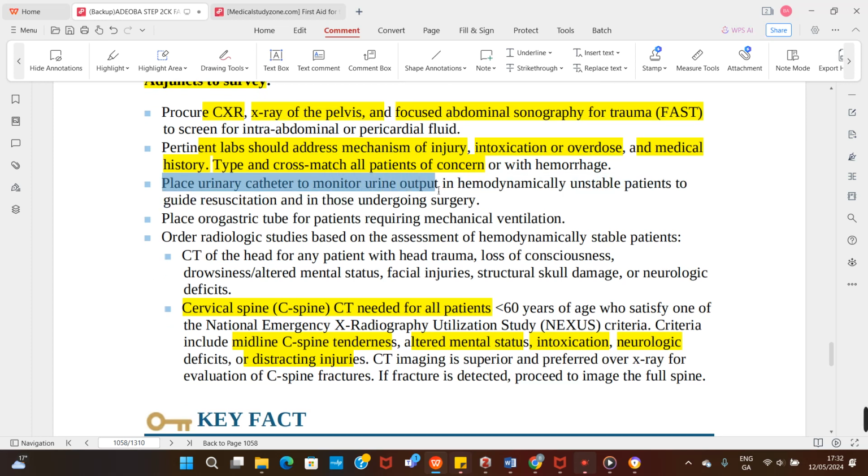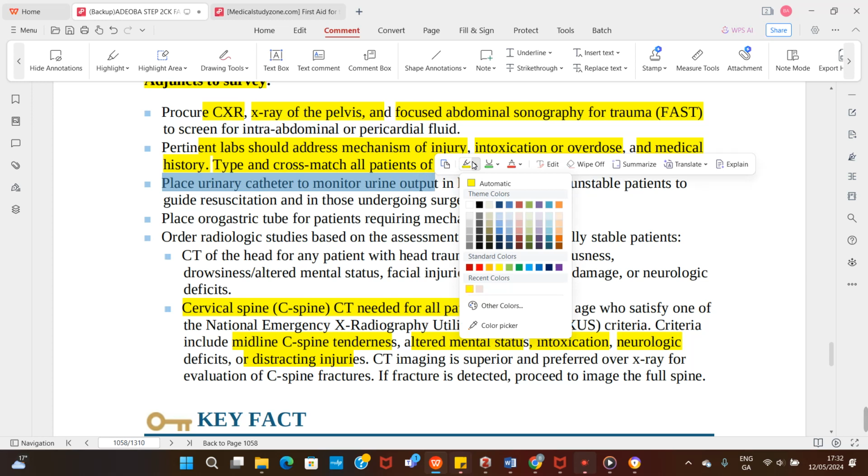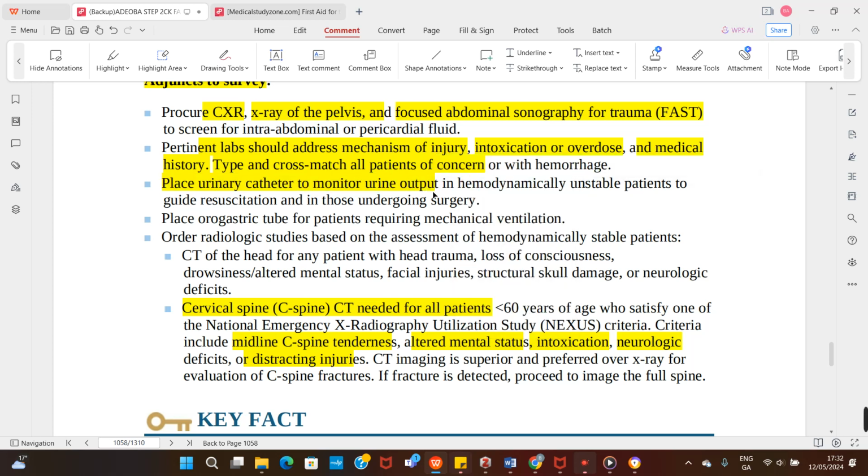The next thing is to insert your urinary catheter to monitor urinary output, because that is part of what is going to tell you that the patient is out of shock, right? Particularly in the hemodynamically unstable patient. So it's going to guide you on how well the patient is doing, or those in surgery, so that you are not tilting them towards AKI. So monitor the urinary output. Make sure it's adequate, at least 0.5 ml per kg per hour.